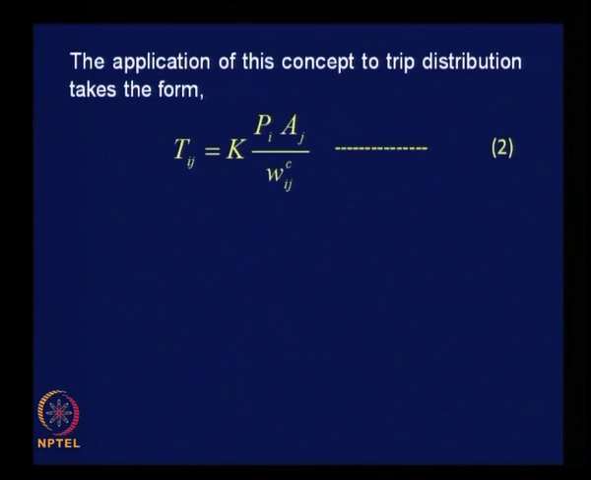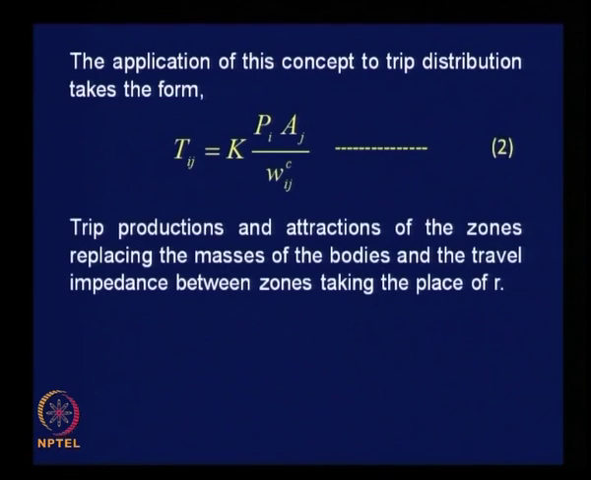The application of this concept to trip distribution takes a form: Tij is equal to K times Pi Aj divided by Wij raised to power C. Trip productions and attractions of the zones replace the masses m1 and m2 of the bodies, and the travel impedance, which is a proxy for generalized cost of transportation, between zones takes the place of r. Otherwise structurally this equation is similar to equation 1.